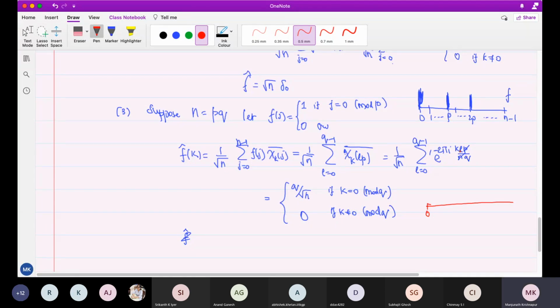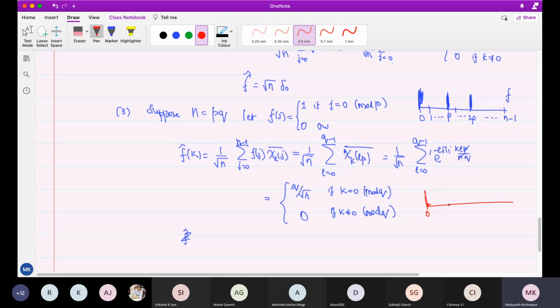Therefore, I'm summing over roots of q. Let's say k is 1. If k is 1, you're summing over all the qth roots of 1, so you will get 0. Okay. Fine. Thanks. So at multiples of q, this will cancel and you will just get 1 so many times. So you'll get q times 1 and then by root n. So this looks like this.